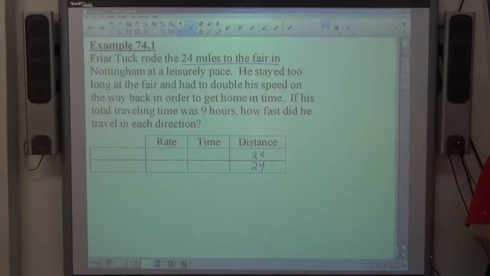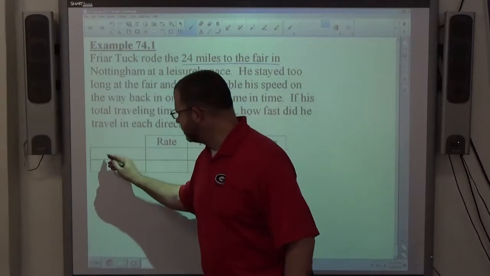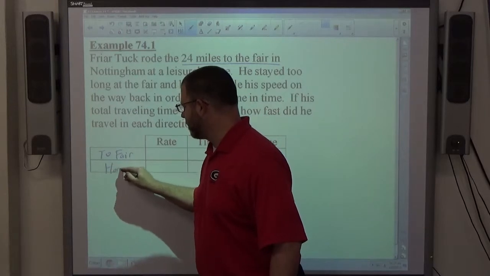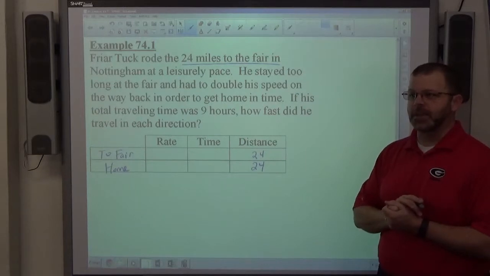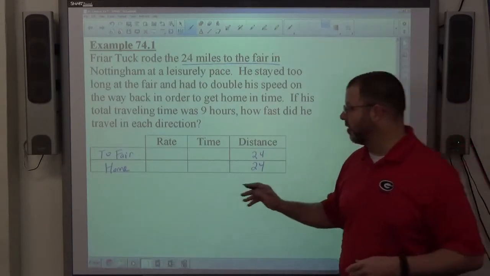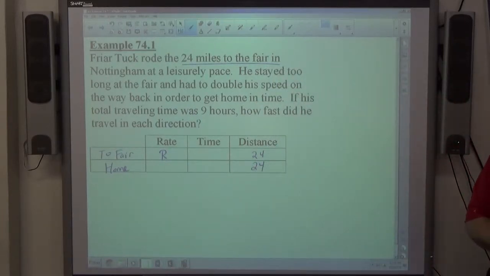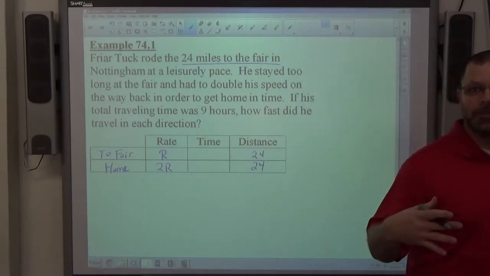Here's the situation: I know both distances, but if you read the problem very carefully, at no point does it tell us how fast he's going, right? Now, he went to the fair, and then he went home. Going to the fair, he went at a leisurely pace. In other words, we don't know how fast, but he's going some speed, R. On the way home, he had to double his speed. So what's double? 2R. 2R is double the speed.